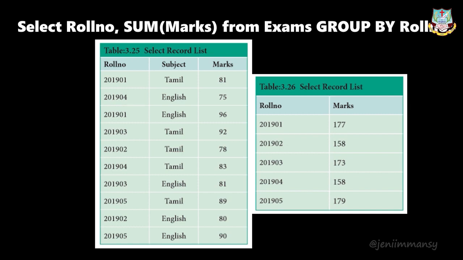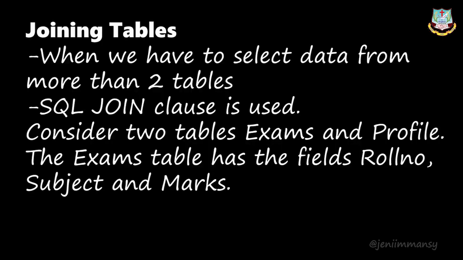Here if you see 201901 mark is 177. Here we had Tamil 81 and English 96, right? So if you add that, we'll get 177. Likewise, it's added up for each roll number. Understood? This is called grouping. Okay. Next one is joining tables.